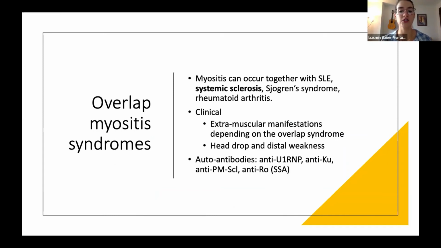And these patients usually have antibodies against U1 RNP, anti-Ku, anti-PM/Scl. These three antibodies are quite common in patients who have systemic sclerosis myositis overlap. And they also have a higher prevalence of the anti-Ro/SSA 52 kilodalton antibody.